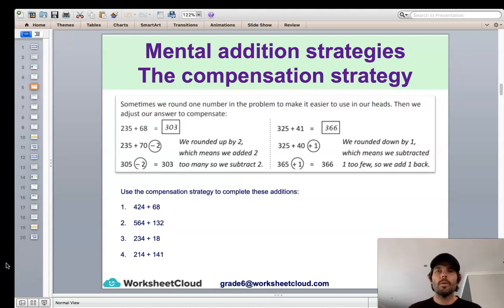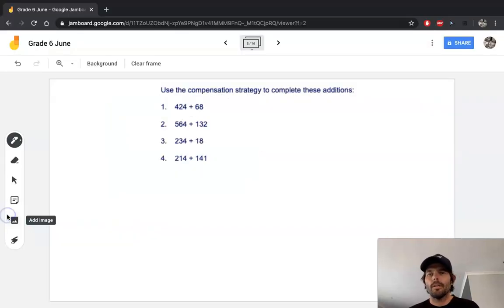So we're playing around with the second number, and I've got 4 examples for you on the screen. These are the first 4 I'd like you to do, and then we'll go have a look at some compensation strategies with subtraction and decimals. So press pause, see if you can work through those 4 questions on the screen, and then we'll go through them together on the Google Jamboard. Check it out. So 424 add 68. What I'm suggesting you do is you turn 68 into 70.